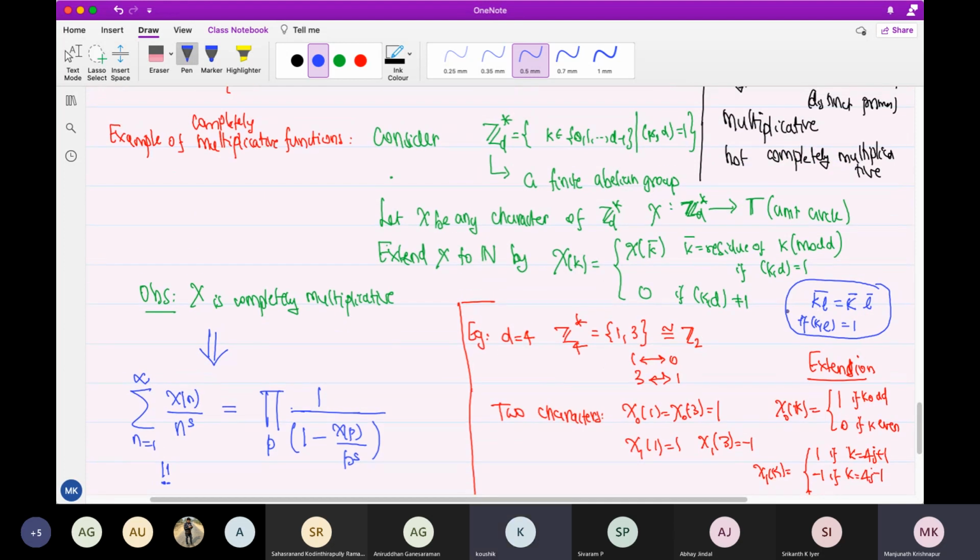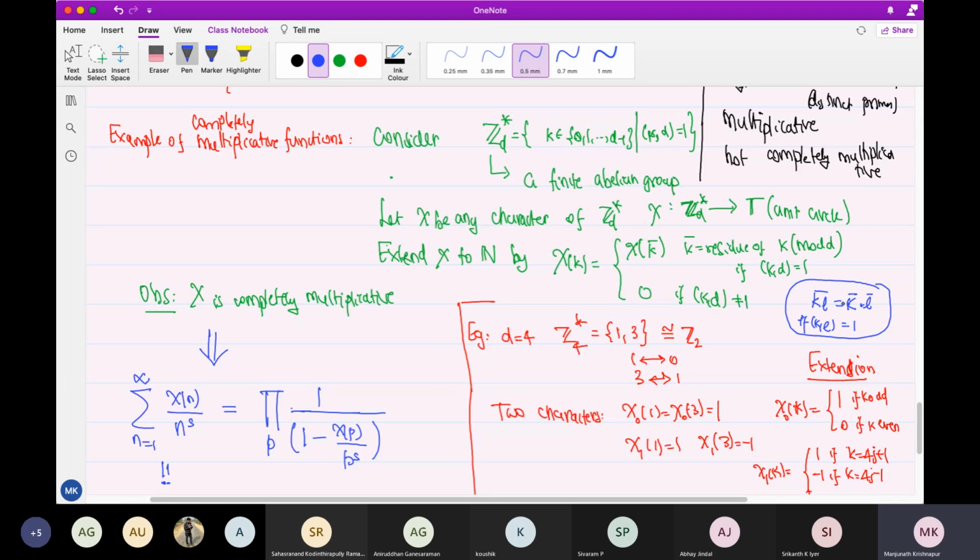No, that should be k and l in Z_d star. Well, here I just locally use this notation that k and l are integers. k bar indicates the residue. So yes, this product is in Z_d star, is what you are saying. Yeah, so these are elements of Z_d star, yes.